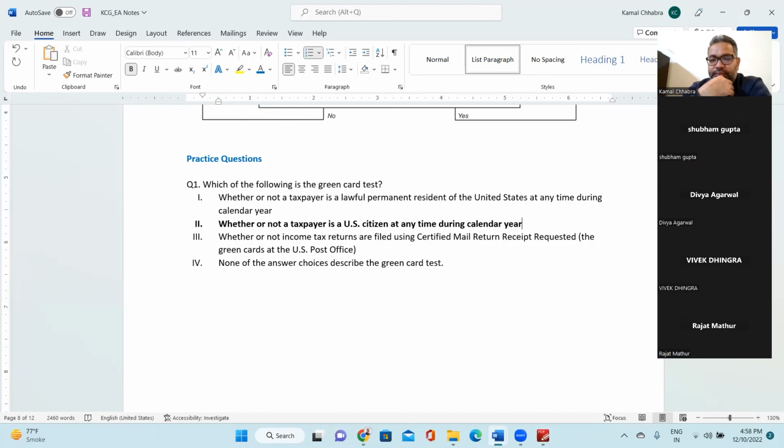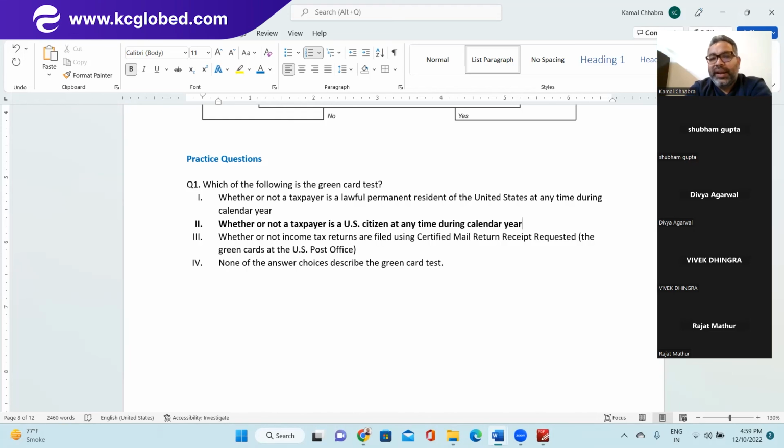Yeah, Rajat. First and second. But why first? Permanent is the green. Let's interpret it one by one. The first is saying whether or not a taxpayer is a lawful permanent resident of the USA at any time during the calendar year. So do you need it any time during the year, or do you need a specific physical presence of more than 31 days and more than 183 days? Physical presence of 31 and 183. Right? So not any time, right?